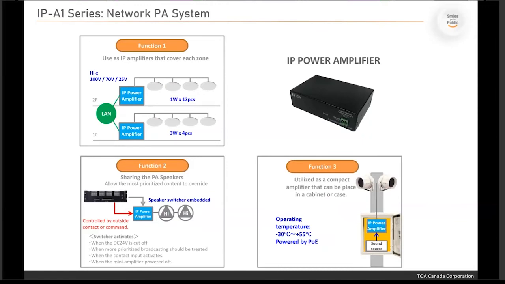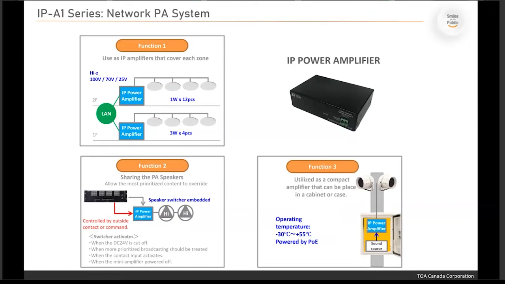The second function, which is actually interesting, is sharing the PA speakers. If we would like to share the passive analog speakers that are connected to an amplifier, which can be a voice alarm amplifier, we can insert the IP power amplifier in the middle. And we can use the same speakers to do paging. At the same time, if we need to run an emergency message from the main amplifier to those speakers, the amplifier can recognize priorities.